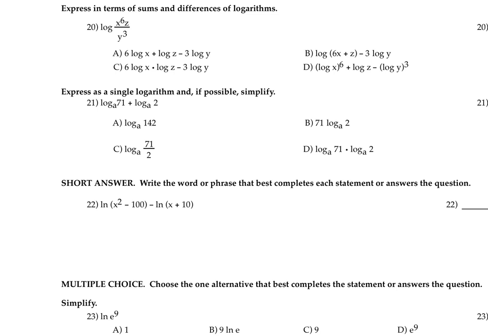So if I see a plus sign in between two logs, then that tells me I'm just going to multiply the 71 and the 2 together. So you just got to know what those properties all are. Most of those shouldn't take a ton of time. It's just a matter of rewriting it in a different way.